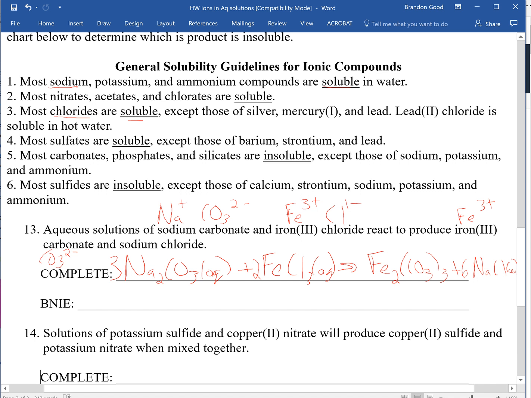Iron carbonate. Well, let's look at the carbonate one. Most carbonates are insoluble. Insoluble means that's the one that forms our solid or our precipitate. It doesn't dissolve in water. There's our solid. Let's go and write the BNIE. Again, write its formula for the solid. Okay, that's what goes on the right side. What goes on the left are the two ions that formed it. We form from an Fe3+, and we form from a CO3 2-. And then we need to make sure we balance it.